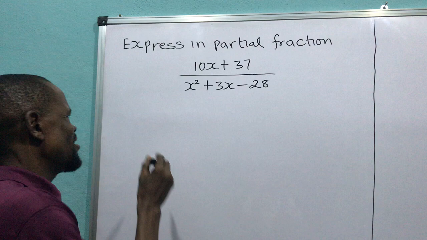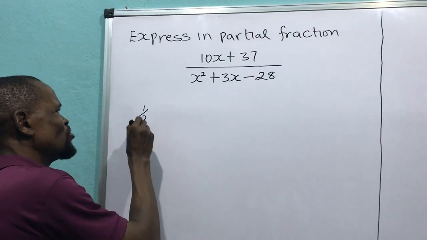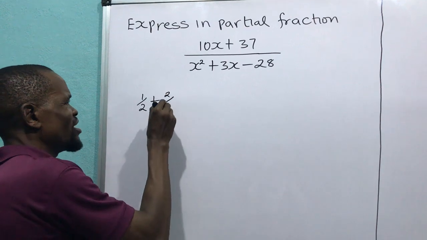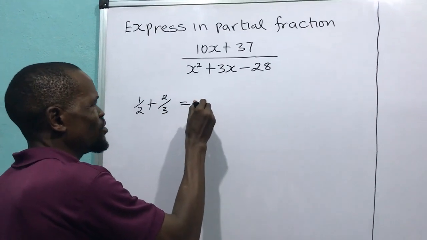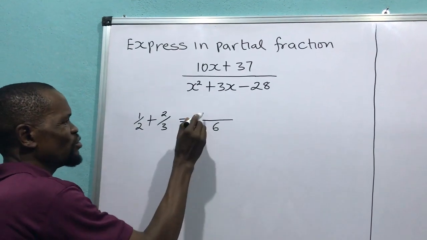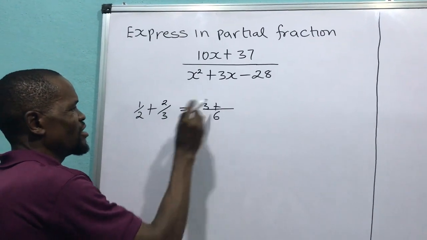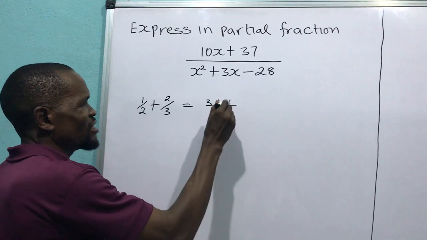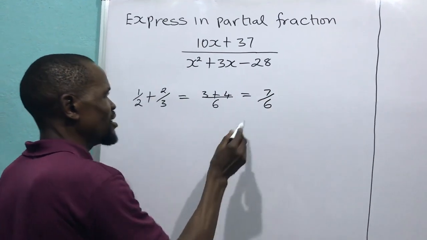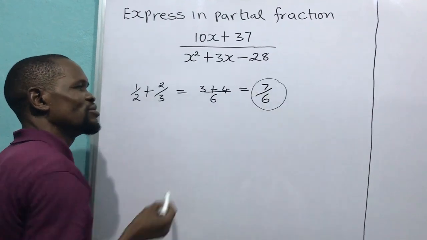Look at it. If I say 1 over 2 plus maybe 2 over 3, you will say what? LCM 6. You divide 6 by 2, which gives you 3 times the numerator. Divide 6 by 3, it gives you 2 times the numerator, which gives 4, and this gives you 7 over 6.